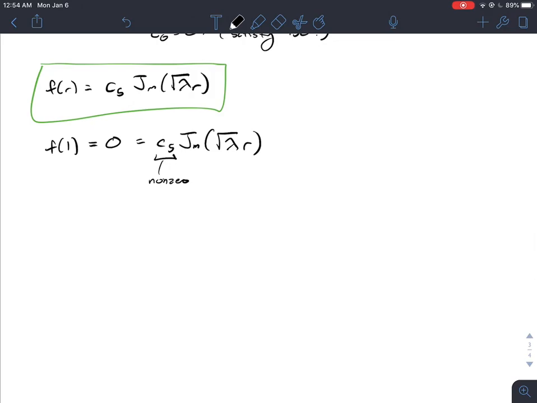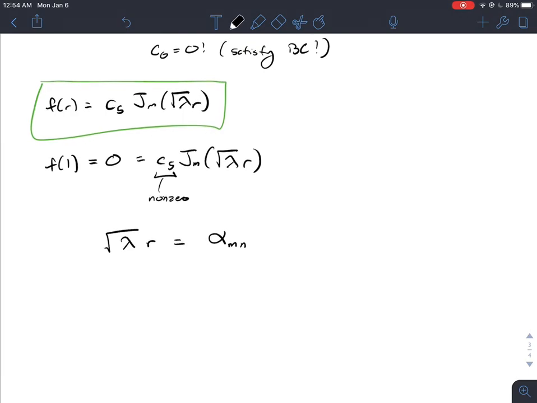So what we're going to do is define the zeros of the J_m function, okay? Bear with me as I write this out. Square root lambda r is equal to, let's call these zeros alpha_mn, okay? So alpha_mn represents the nth zero of the mth Bessel function.